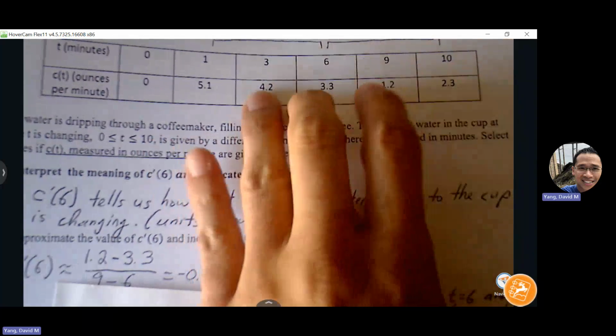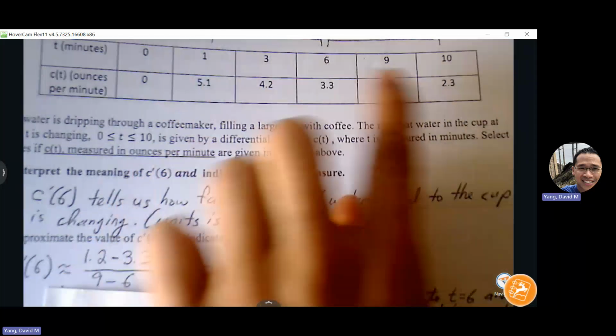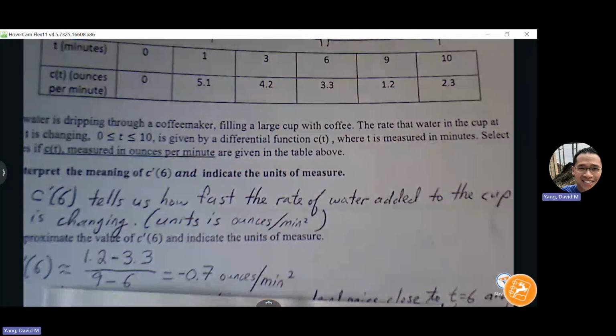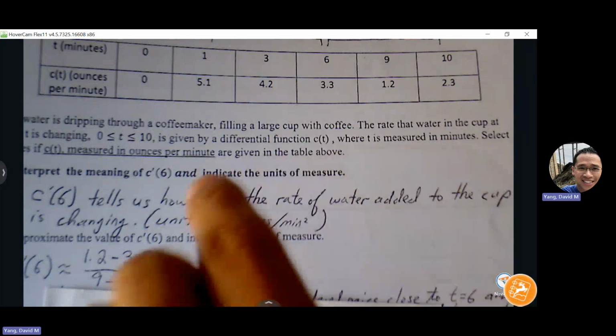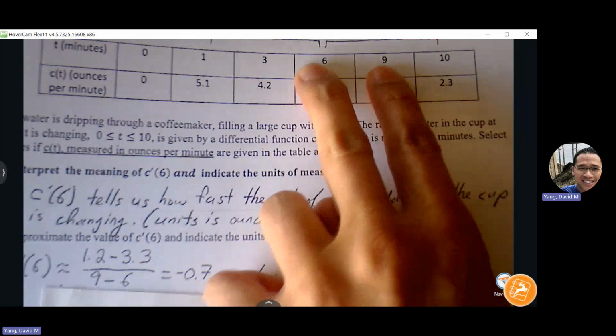You can choose these two, but if the number doesn't show up in the table, if it lands between two numbers, then you're forced into two ordered pairs. For instance, if it was C prime of 8, then I have to use 6 and 9, because 6 and 9 are the closest to 8.